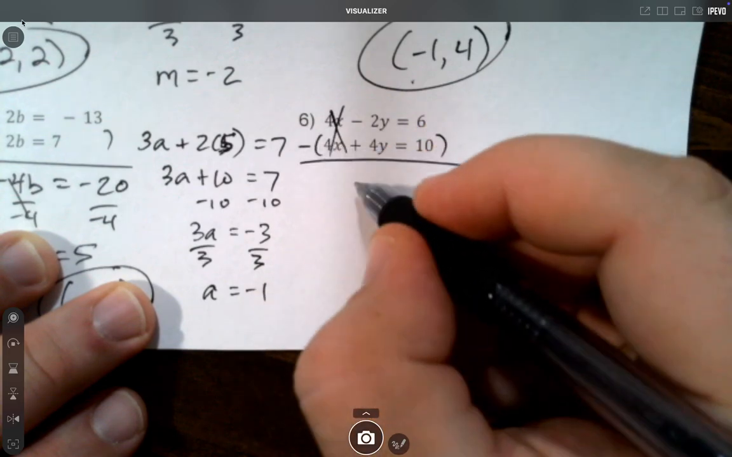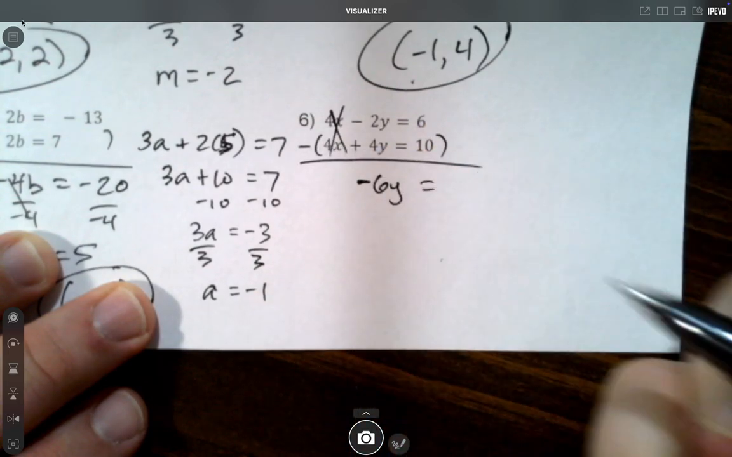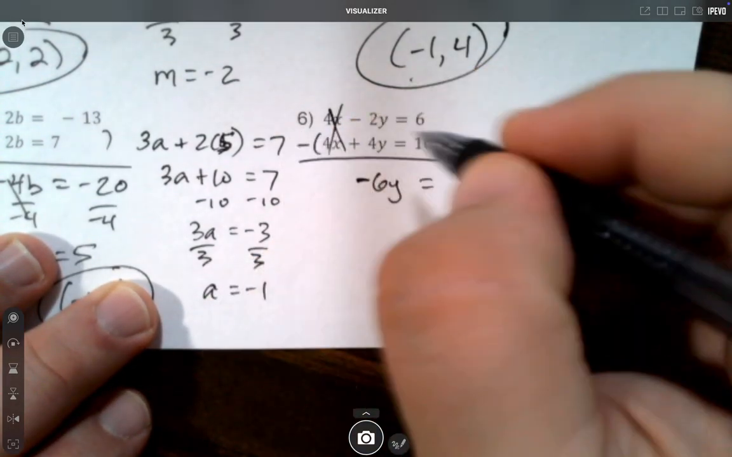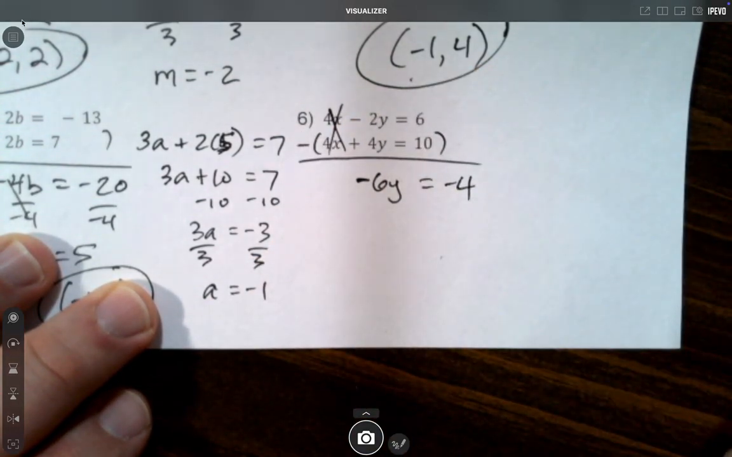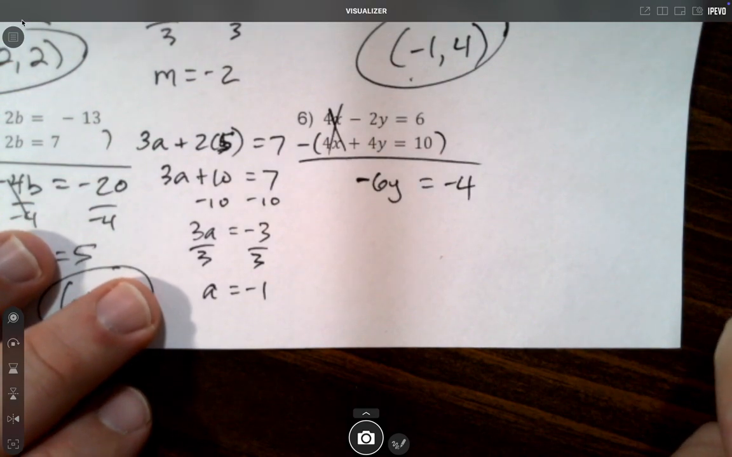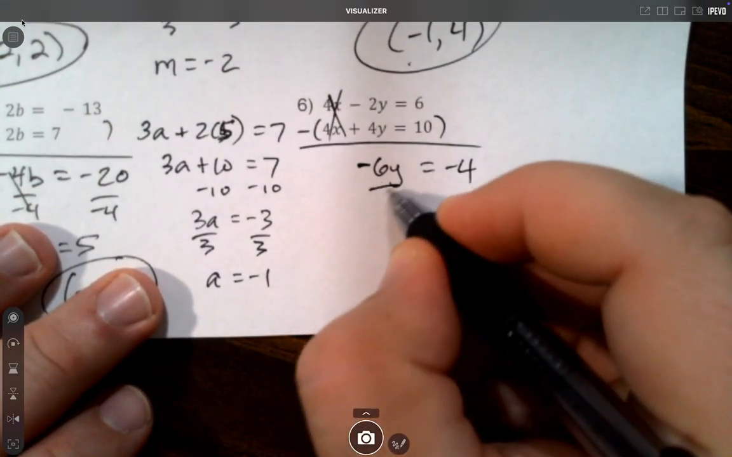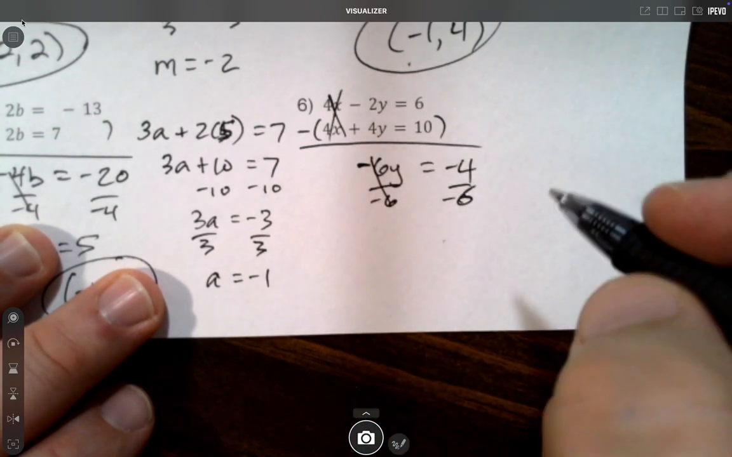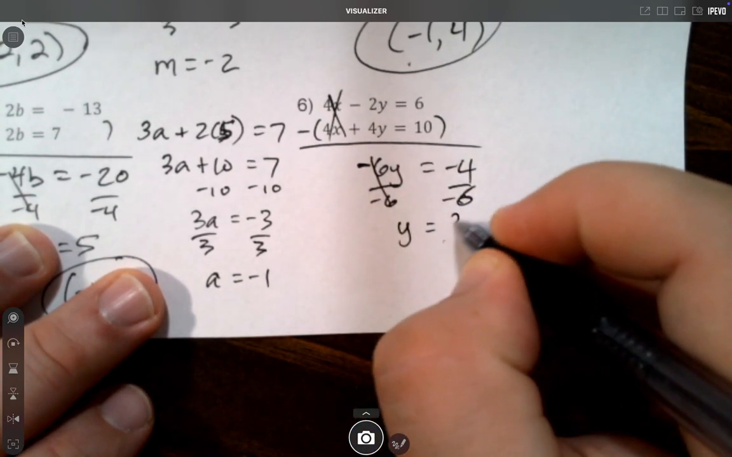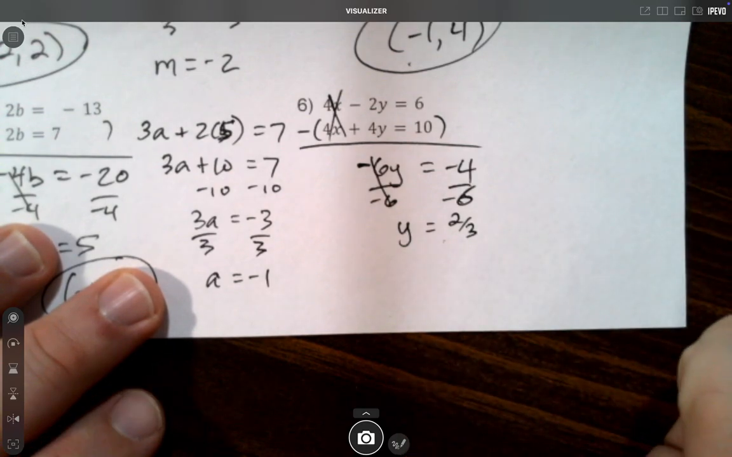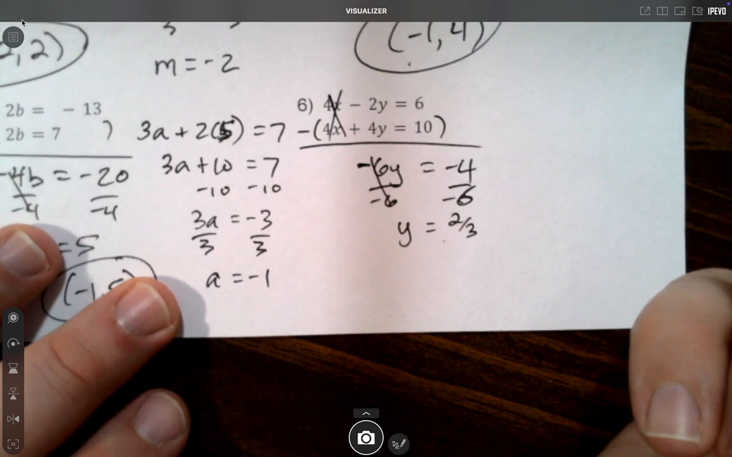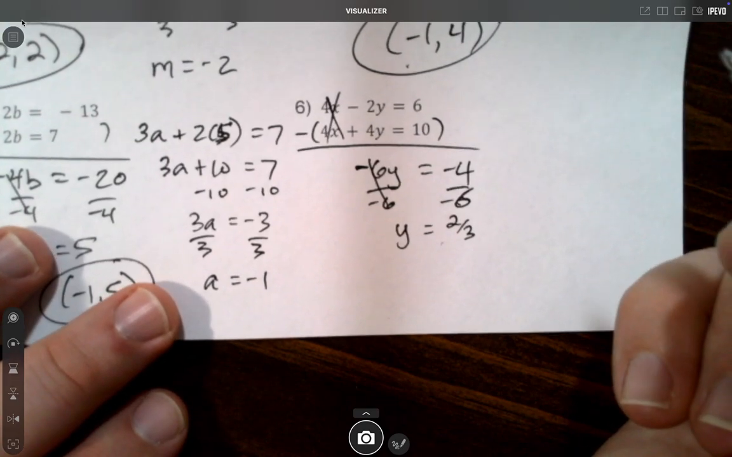-2y minus 4y is -6y. 6 minus 10 is -4. So to solve for y, I'll divide both sides by -6. Now this one is a little tougher. Most will be whole numbers, but I wanted to expose you to at least one where we end up with fractions. So we get y equals 2/3.